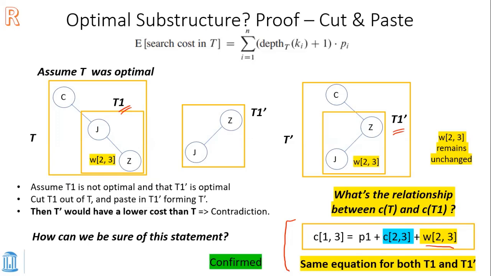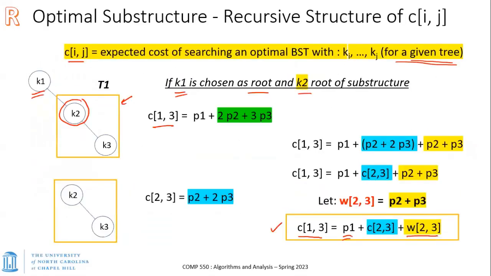Yes, question? Okay, so the weight was basically, I did have an equation for that. When you say weight 2, 3, that's basically the sum of the probabilities of 2 and 3. If I said weight 1, 5, then it's simply the sum of the probabilities P1, P2, P3, P4, P5, which is the probability of any one of those keys being searched for.